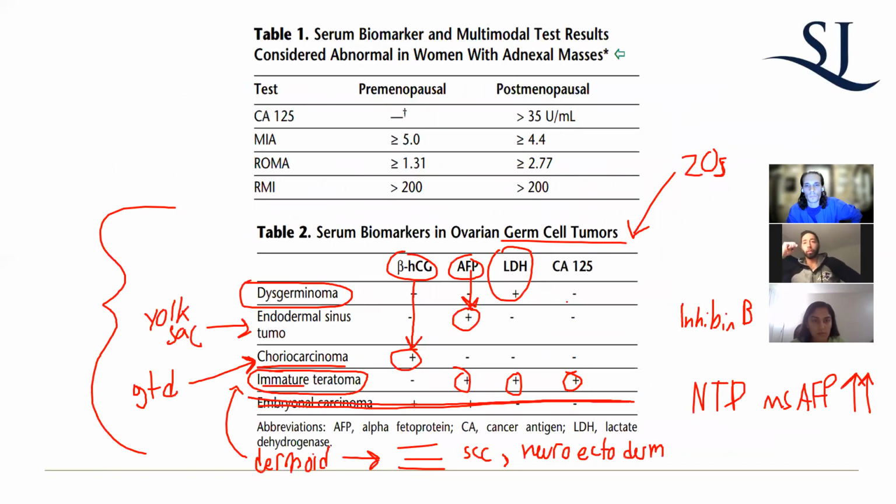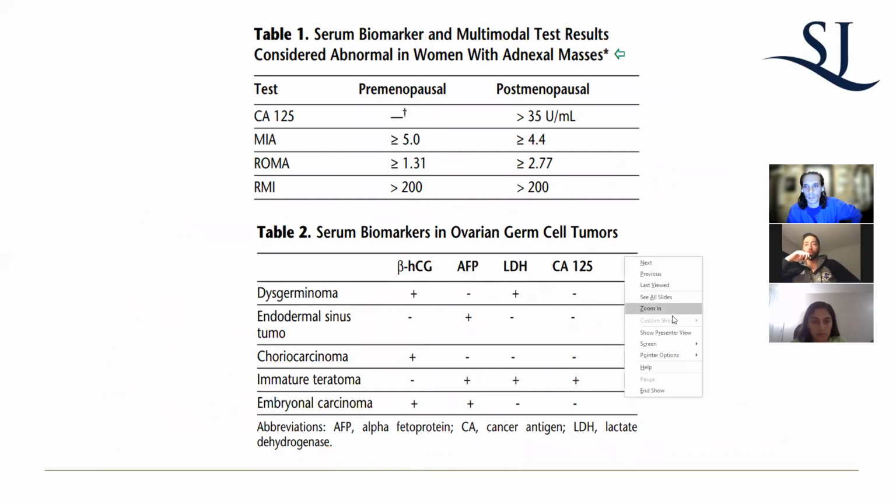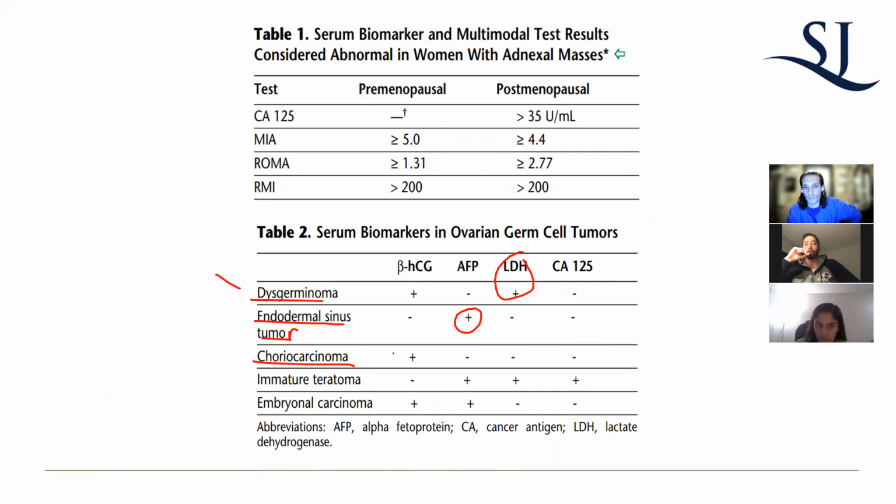So remember the discussion I had here that I had mentioned. This is actually pretty high yield. Just to go through it quickly: dysgerminoma, LDH; endodermal sinus tumor, which is yolk sac tumor, AFP; choriocarcinoma, if you have a molar pregnancy, beta HCG. But there's no mass with the choriocarcinoma, just by the way. It goes through the blood, you're not going to see a mass. I know they have it in germ cell tumors, but there's no adnexal mass with the choriocarcinoma.